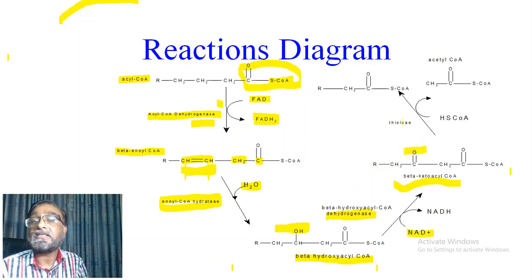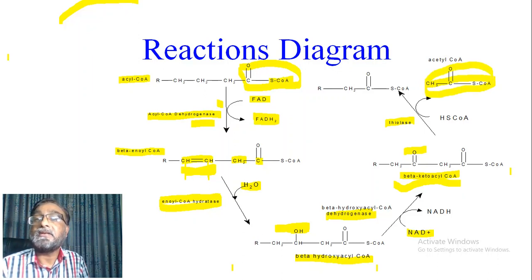At the last stage, beta ketoacyl CoA is acted upon by the thiolase enzyme. The thiolase enzyme is a breakdown enzyme. So this beta keto acyl CoA will break down into two substances. One is the acetyl CoA, as we talked about. It's a 2-carbon compound, acetyl CoA.